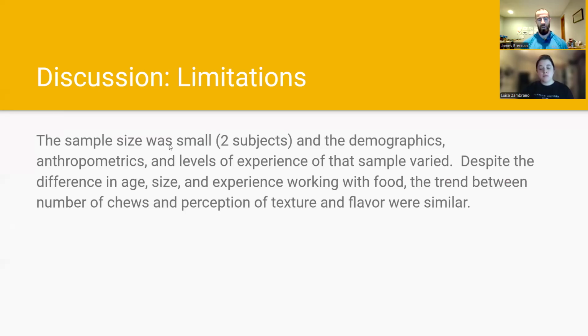So in this study, a lot of the cooking and the recipe variables were controlled really well, but the sample size was quite small. And within that sample size, the demographics, the anthropometric measures, and the levels of experience of the subjects varied quite largely. Despite there being significant differences in age, size and experience working with food, the trends that were seen between number of chews, perception of texture, and perception of flavor were actually quite similar, and they did follow a very noticeable trend, which we were able to see in the data.